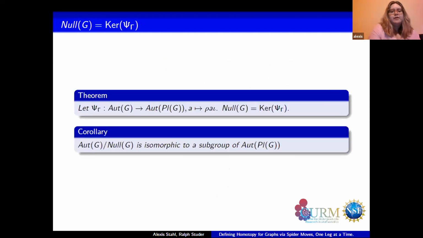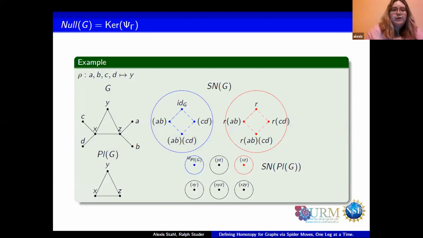Okay, so then one of our theorems was that null G is equal to the kernel of psi gamma. And then our answer to our big question that we asked was that Aut G mod null G is isomorphic to a subgroup of Aut pleat G. So then we have this example here showing that null G equals the kernel of psi gamma.